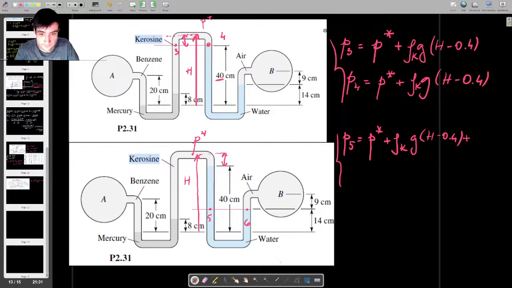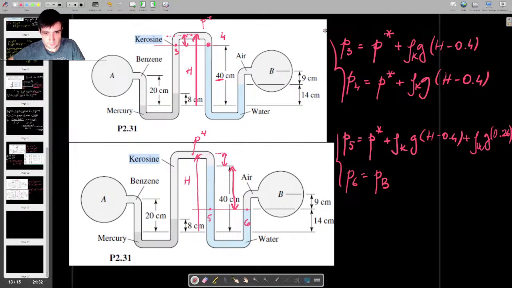But then we have this extra column of water, right? And on point 5, how much water do we have? Well, let's write rho water g, and then the height of the water column is this right here, which is 40 centimeters minus 14. So that would be 26 centimeters, so 0.26 meters. And then P6 is going to be equal to the pressure at B. Yeah, because it's communicating with the air inside B. And then plus, we have this column of air, which is given by density of air times g, and then the height is 9 centimeters, so 0.09.